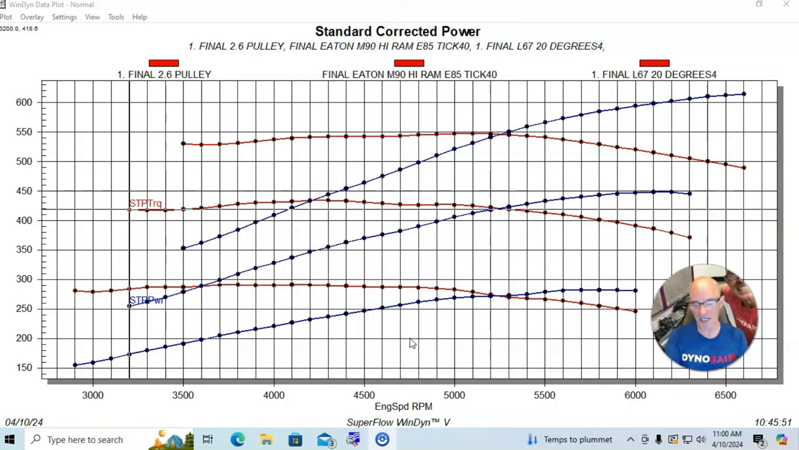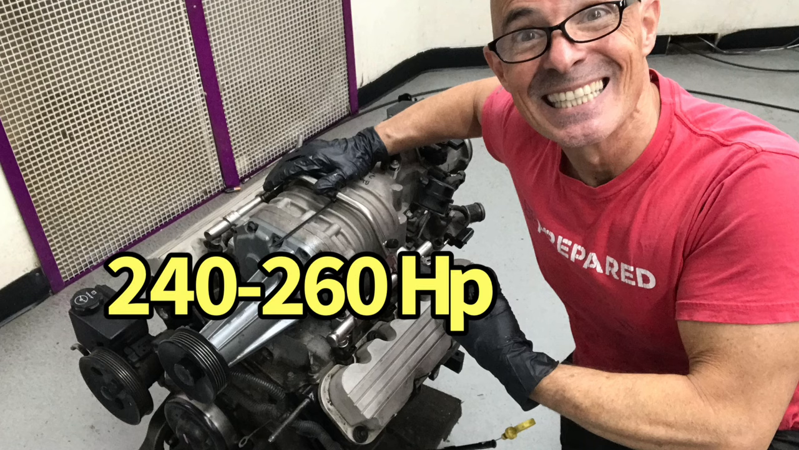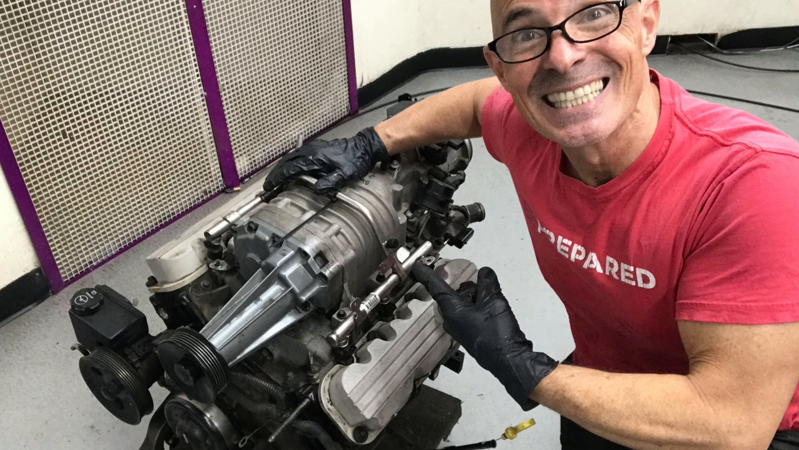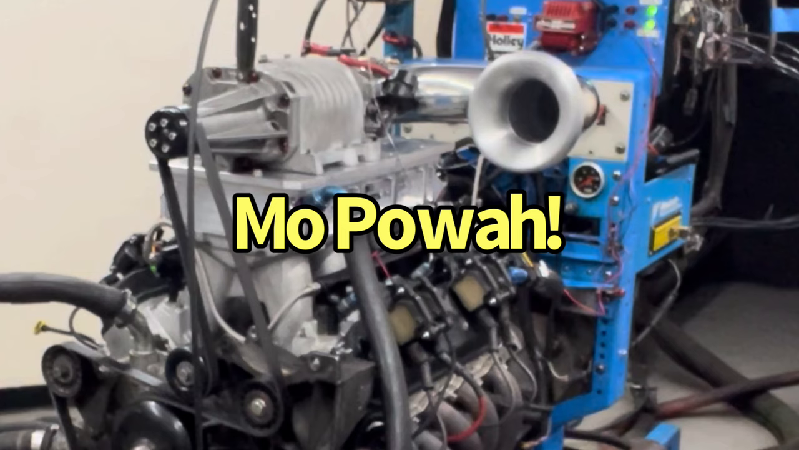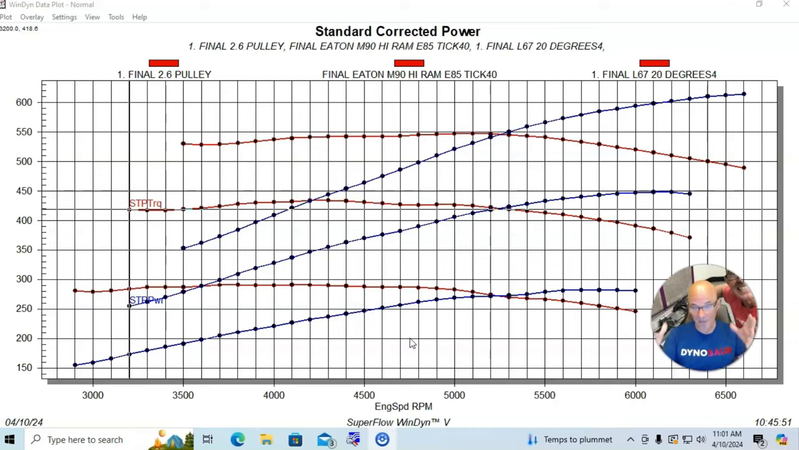But I think that the mistake that people really make about the M90 is they think because it originally came on a V6 motor that was making between 240 and 260 horsepower, that that's how much power it will support. The reality is that that supercharger will support a lot more power, even though it is a fixed displacement.